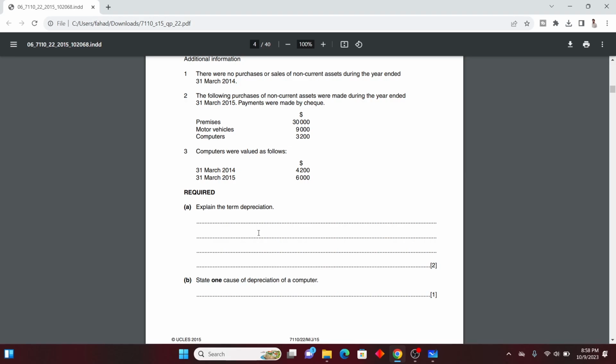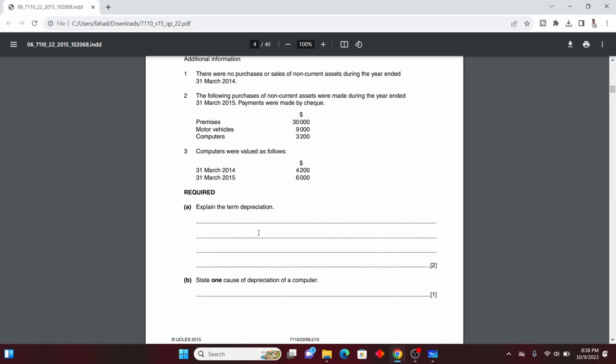Explain the term depreciation. I'll ask you to write down the definition. I'll just dictate it very slowly. It is the spreading up of the cost of an asset over its estimated useful life. I'll repeat again. It is the spreading up of the cost of an asset over its estimated useful life. So this is the first definition, which will give you 2 marks.